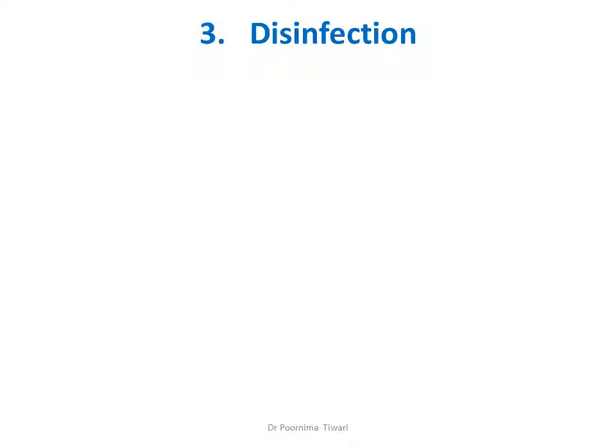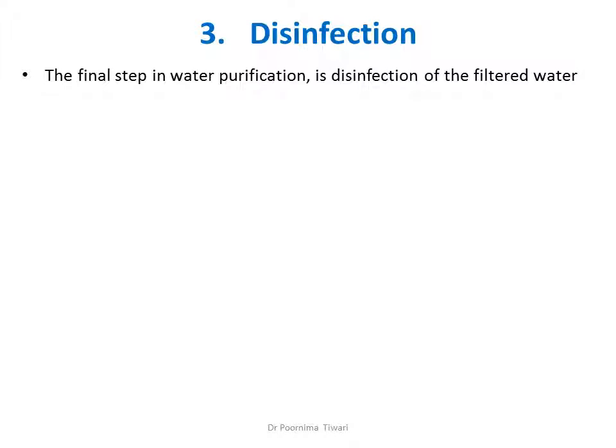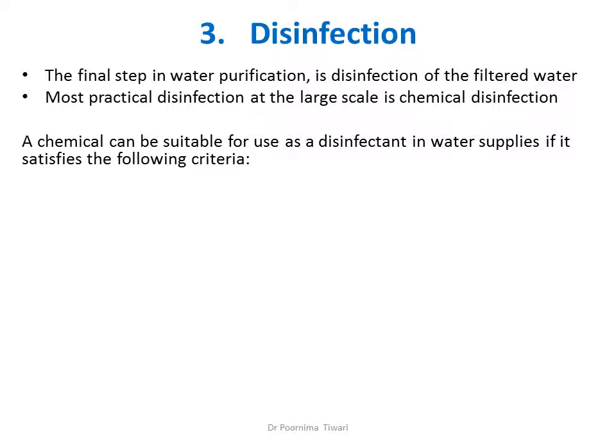The final step before distributing the water supply is disinfection. So the final step in water purification is disinfection of the filtered water. The most practical disinfection at a large scale is chemical disinfection. A chemical can be considered suitable for use as a disinfectant in large water supplies if it satisfies the following criteria.